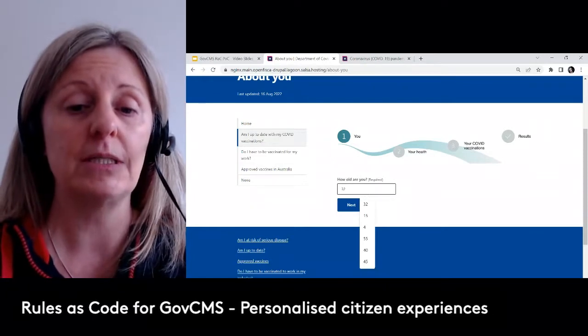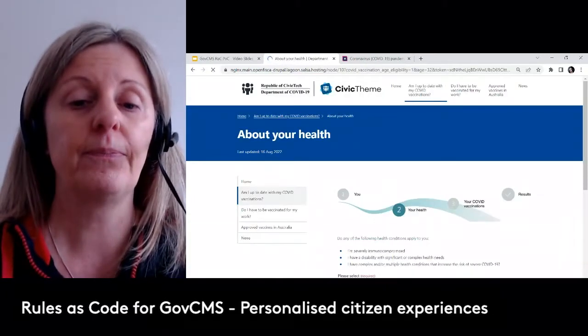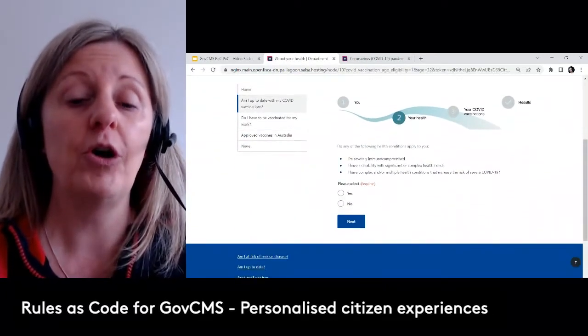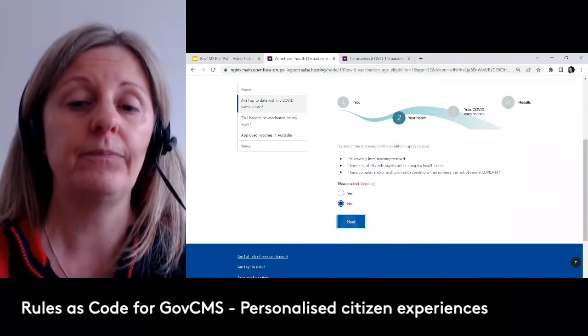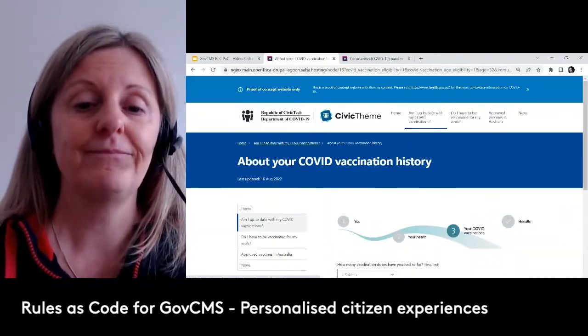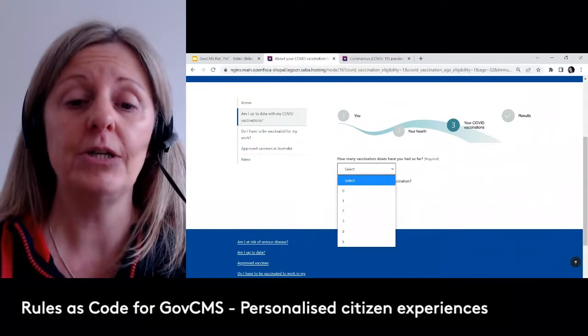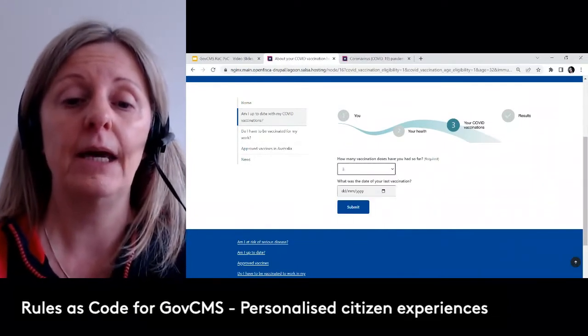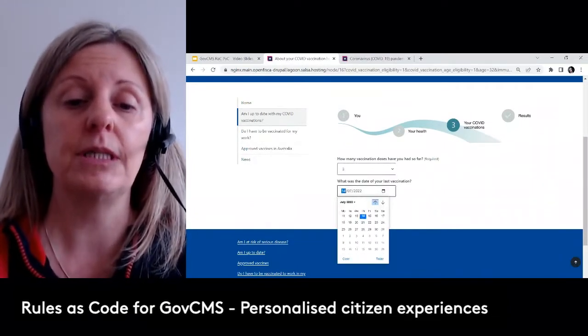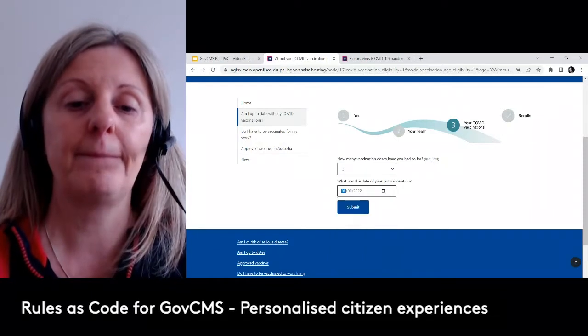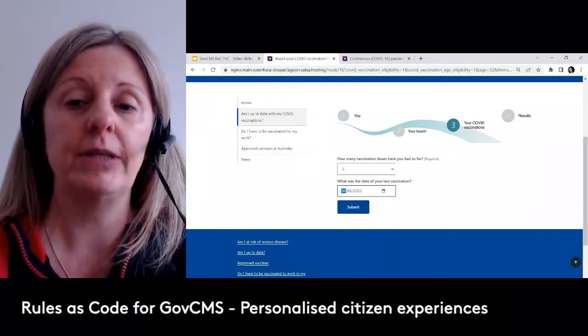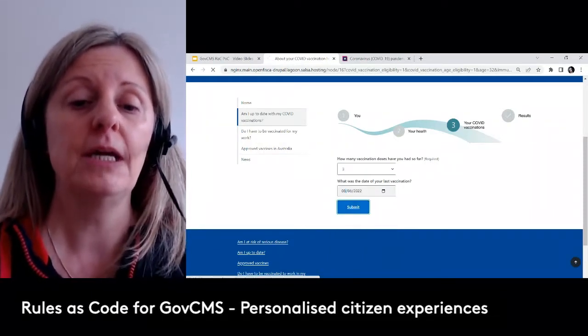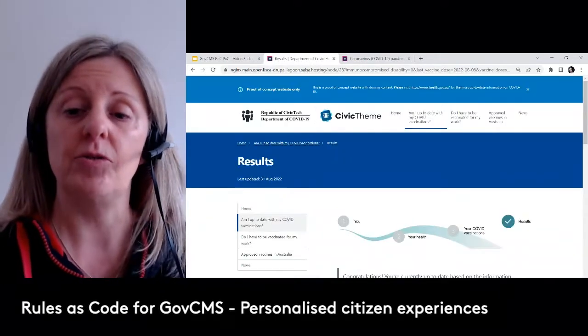Let's say we're talking about someone who's 32 with no health conditions. And they've had 3 doses so far. And let's say the last dose was in June. So at the moment they're at your COVID vaccinations, they hit submit and they're taken to the results page.